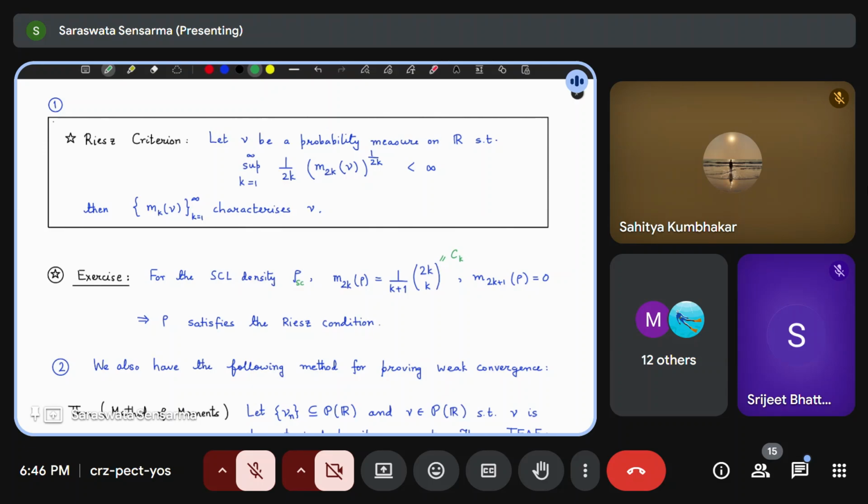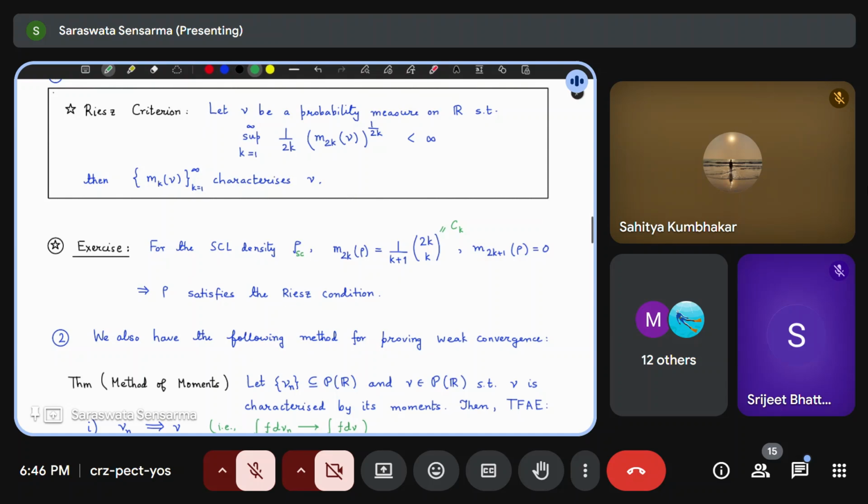So in particular, if you just do this expression, you would see that this goes to 0 as k goes to infinity. So the supremum is finite. In particular, this satisfies the Riesz condition. So if we can just show that the moments of a given random variable are this, that random variable must be the semicircle law. Okay.